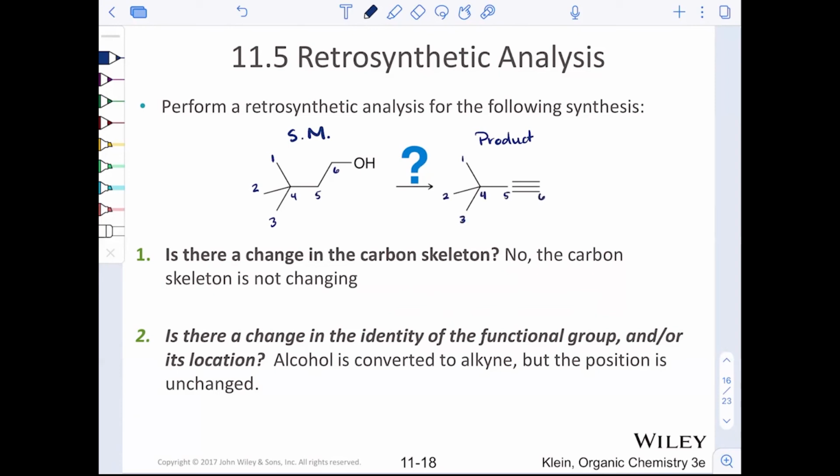But there is a functional group change. There is that functional group that has gone from an alcohol to an alkyne, specifically taking the alcohol from carbon 6 and making it into a triple bond between 5 and 6. The position we'll call not changed. It's unchanged because it still encompasses carbon number 6, right? We're just bringing carbon 5 into the party as well.